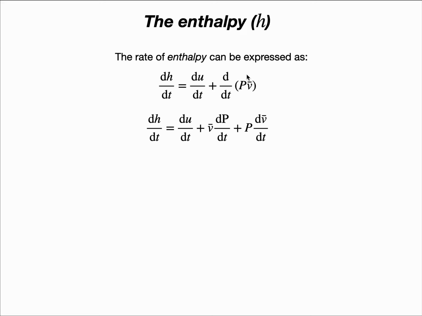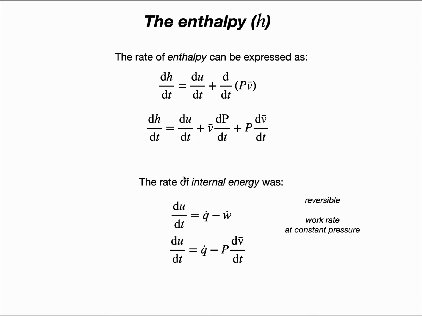So we have to use the product rule here. dH/dt is dU/dt plus V dP/dt plus P dV/dt. This is how to formulate the rate of enthalpy. The rate of internal energy was defined as dU/dt equals Q dot minus W dot. Remember, the heating rate and the work rate. Now we can express the work rate, for example, as P dV/dt here.